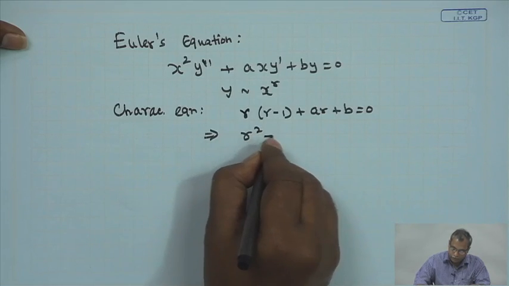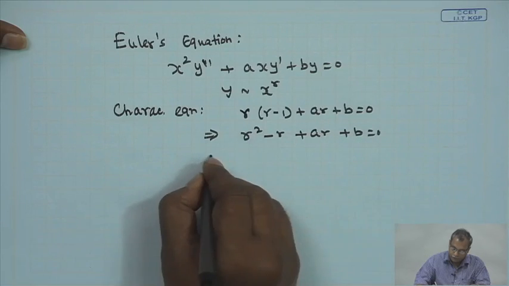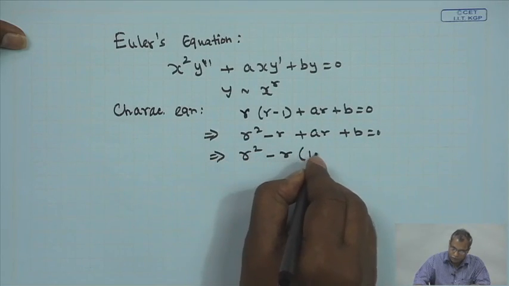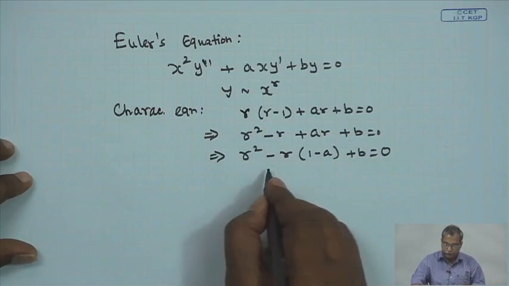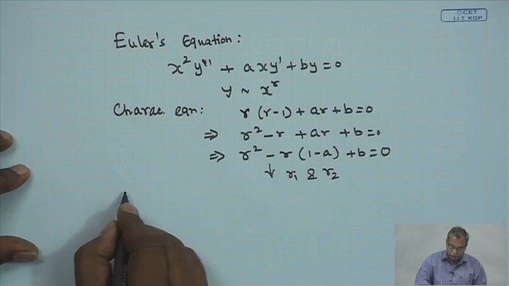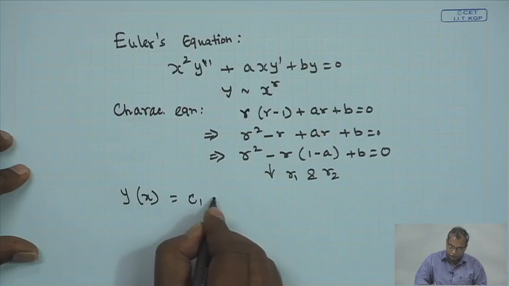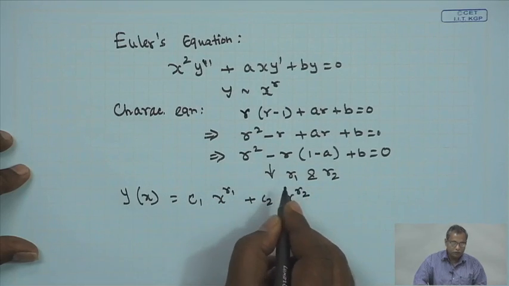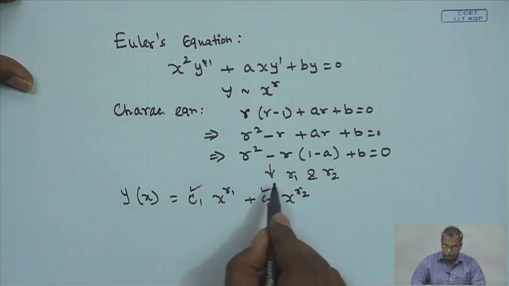So, r square minus r plus a r plus b is equal to 0. So, it will be r square plus r (a minus 1) plus b is equal to 0. So, you will have two roots r1 and r2, and you will have the solution in the form of C1 x to the power r1 plus C2 x to the power r2. So, again by putting the boundary conditions, one can evaluate the constants C1 and C2.